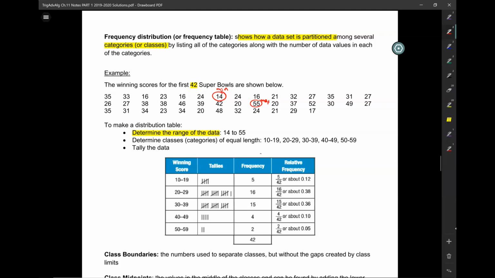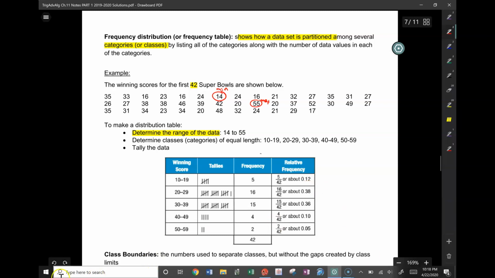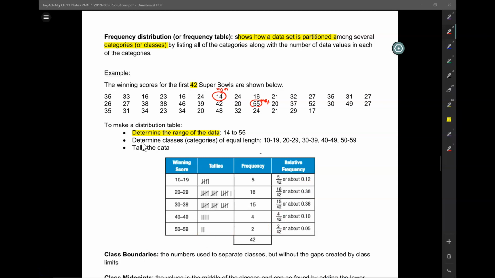So that's what we do first. I'm going to make classes or divisions of equal length, and they're going to go from 10 to 19, 20 to 29, 30 to 39, 40 to 49, 50 to 59. So basically what I want to do is two things. I want to make these divisions have equal length. And if you see here from 10 to 19, there are 10 numbers, right?